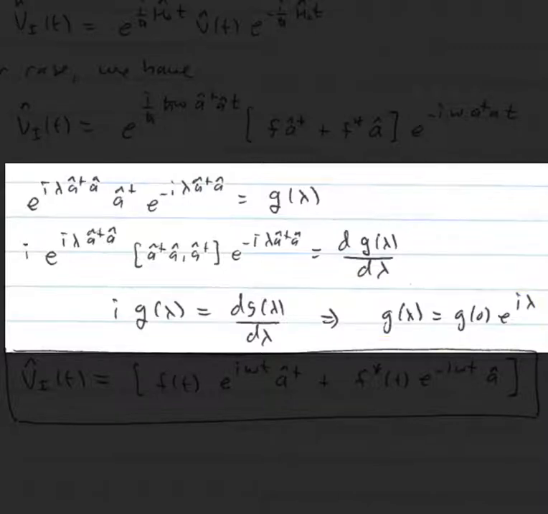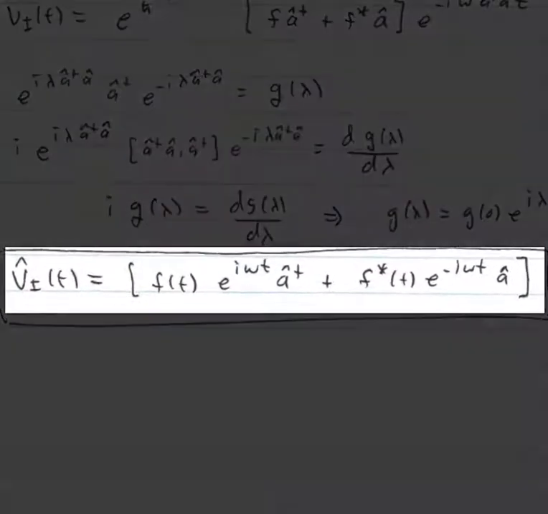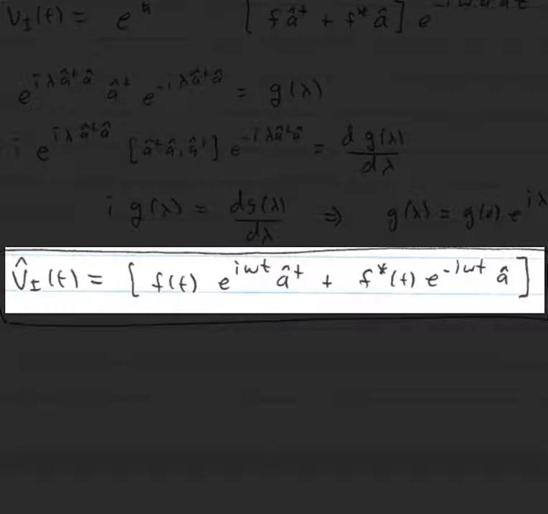When we plug that in, and we're going to have to take the Hermitian conjugate of that expression to get what the time dependence of the a operator is, we simply get the interaction representation for the potential is equal to f of t e to the i omega t a dagger plus f star of t e to the minus i omega t times a.